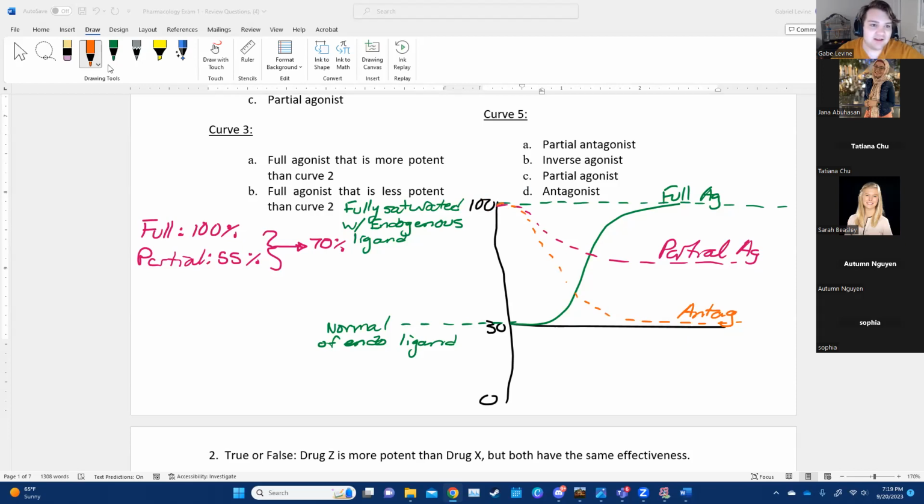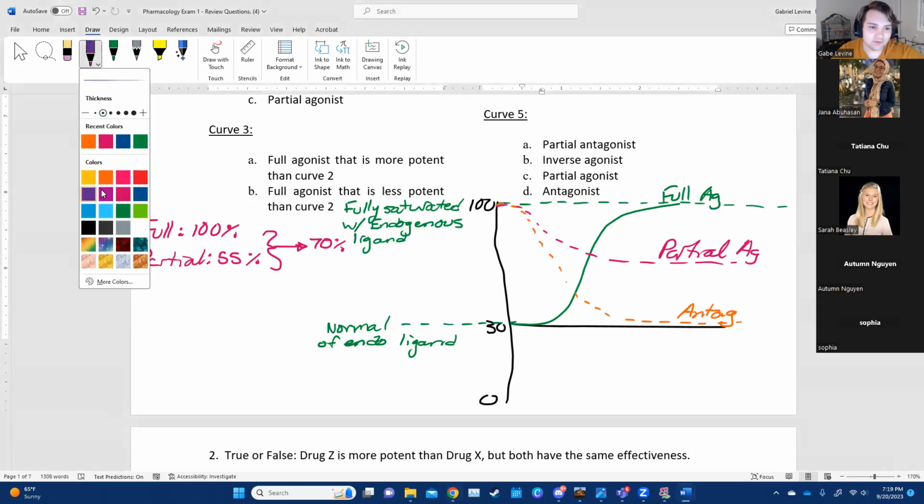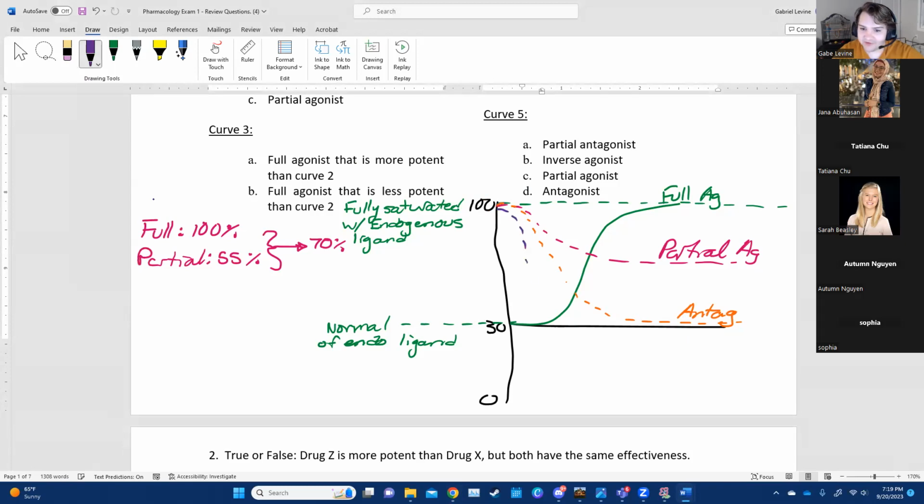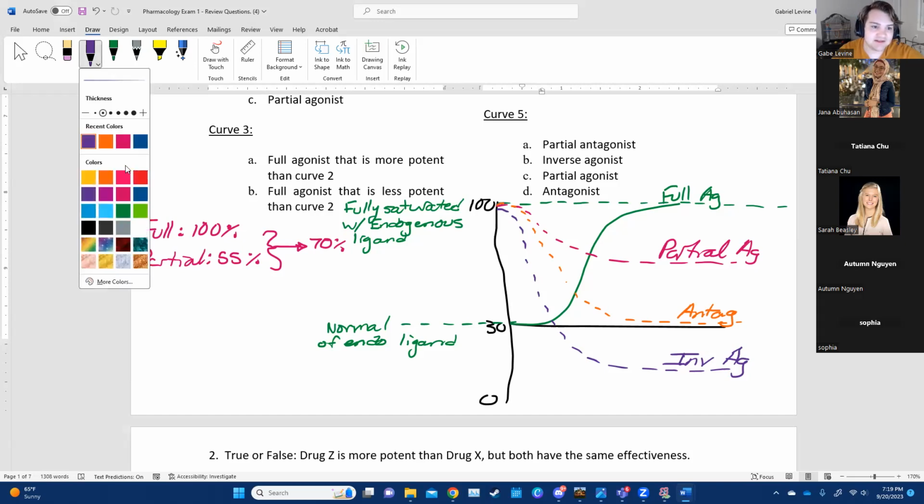And then finally, of course, we have our inverse agonist, which will drop this below the normal level of activity. And again, the only time that we ever get lower than the basal activity level is with an inverse agonist.